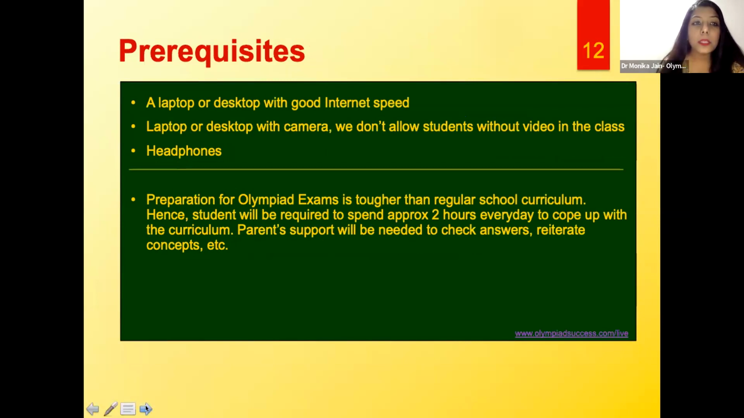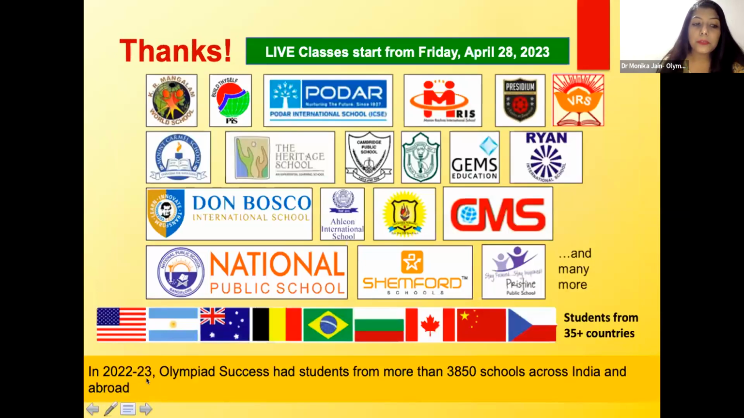You might already be aware that in 2022-23, Olympiad Success had students from more than 3,850 schools across India and abroad, and these students hailed from 35 plus countries. Live classes for this particular batch start from Friday, April 28, 2023. So I hope the information is clear. That's all from my side for this PPT.